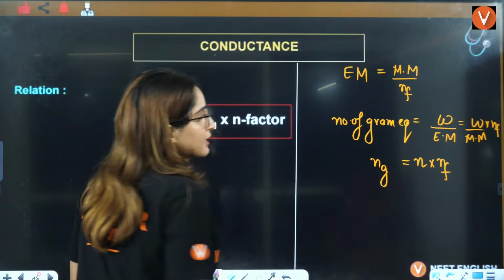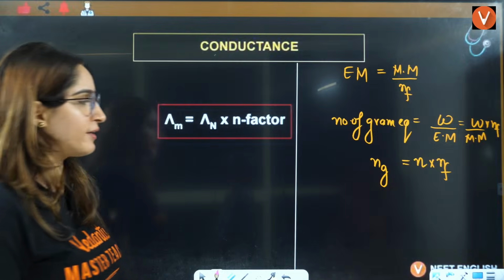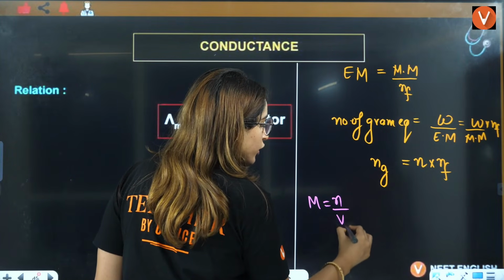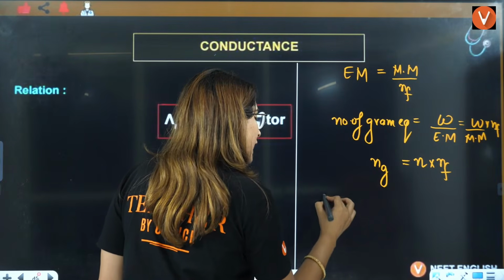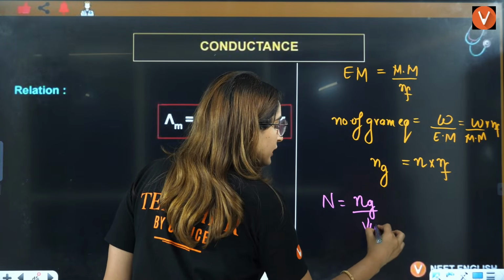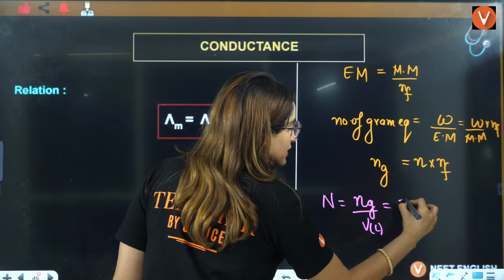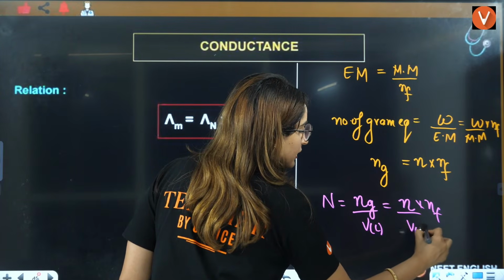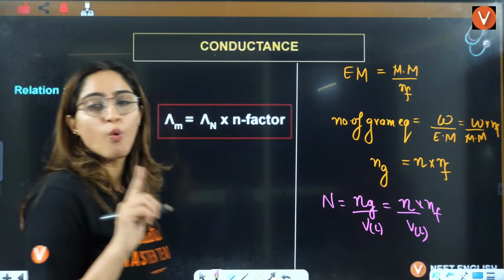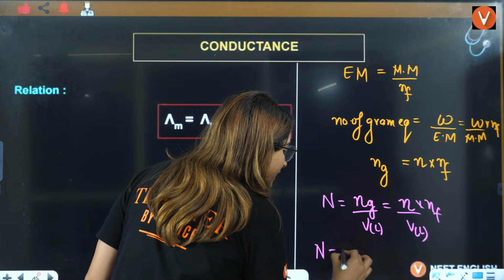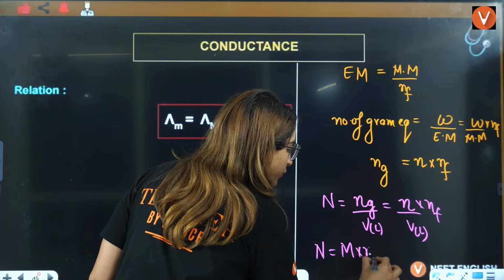Now, the third thing is how molarity is related here. We know that molarity is equal to number of moles by volume in liter. We know that normality is number of gram equivalents by volume in liter. What is number of gram equivalents? That is number of moles multiplied by n factor, divided by volume in liter. And what is number of moles by volume in liter? That is nothing but molarity. So normality is equal to molarity into n factor.